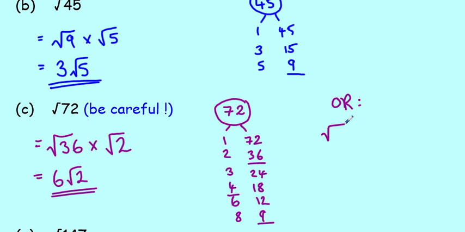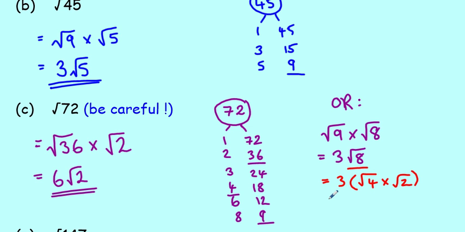That wouldn't be a major problem. You would just have more working to do. So if you went for root 9 times root 8, you would get 3 root 8. The only thing is people might think that's the final answer, but it's not because you can simplify root 8. You would have to keep going and work out root 8, which would be root 4 times root 2, and then keep simplifying that. So eventually you would get the same answer, 6 root 2, but with a lot more working. So you want to go for the largest square number.